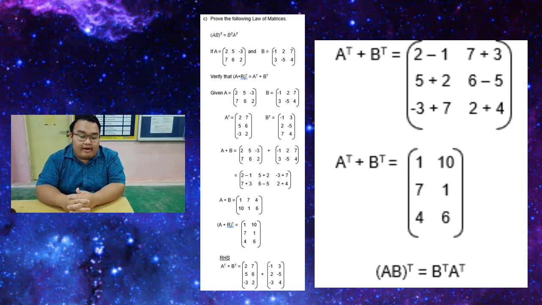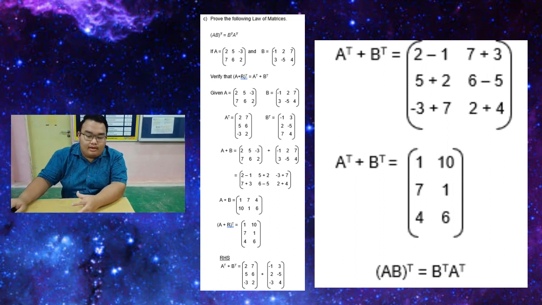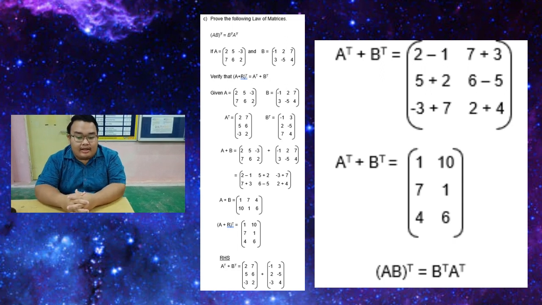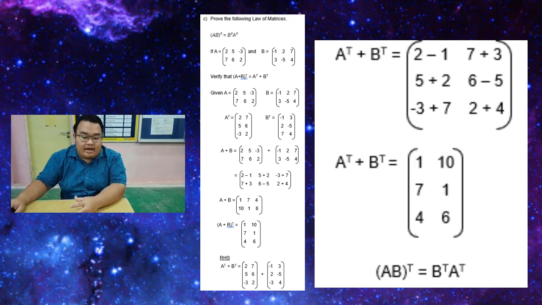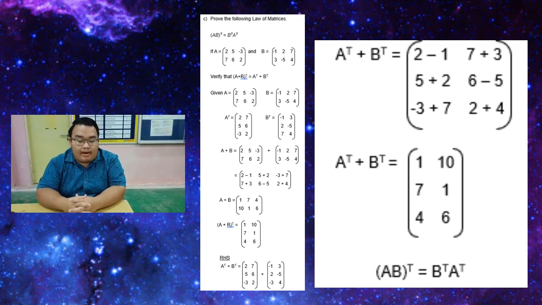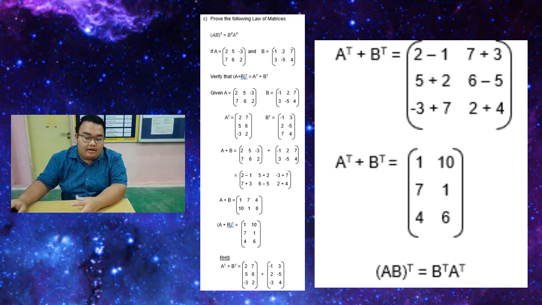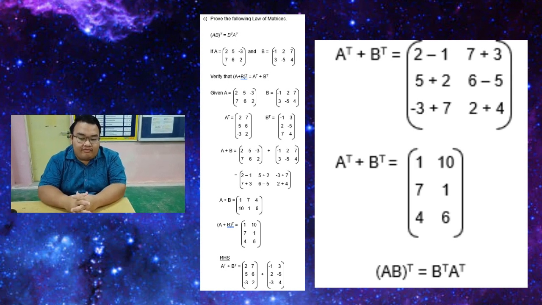After that, in bracket 2 minus 1, 5 plus 2, negative 3 plus 7, 3 plus 6, minus 5, 2 plus 4. So A plus B in bracket 1, 10, 7, 1, 4, 6. A plus B transpose: 1, 7, 4, 10, 1, 6. RHS: A transpose plus B transpose in bracket 2, 7, 6, 5, 2, 7.